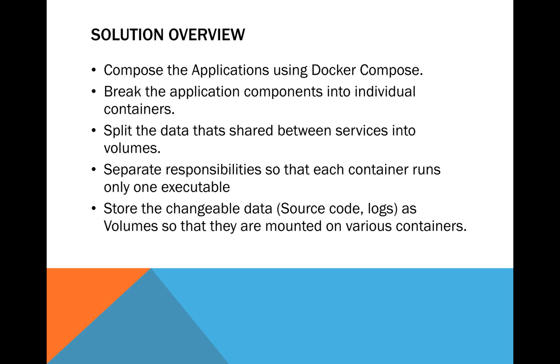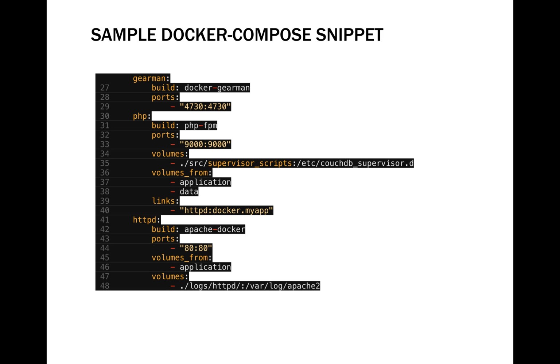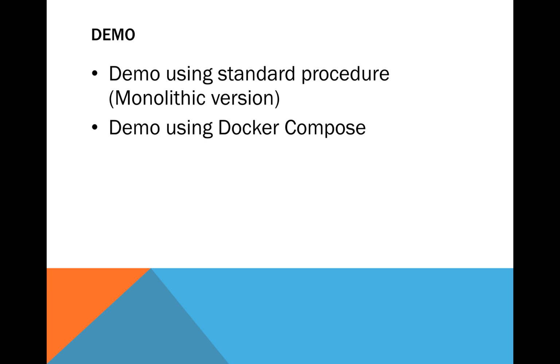And we will store the changeable data as volumes. So for development purposes, let's say that you're trying to develop this thing, you can keep the source code locally and mount it onto the individual containers. So it gives the perception that they're all living on the same box and you can do the whole thing. This is a snippet of a Docker Compose script, but I can show you some parts of it as we move on. Without any further ado, let's get on to a demo so I can show you what the original app is and how we are going to see it as a Docker Compose application.